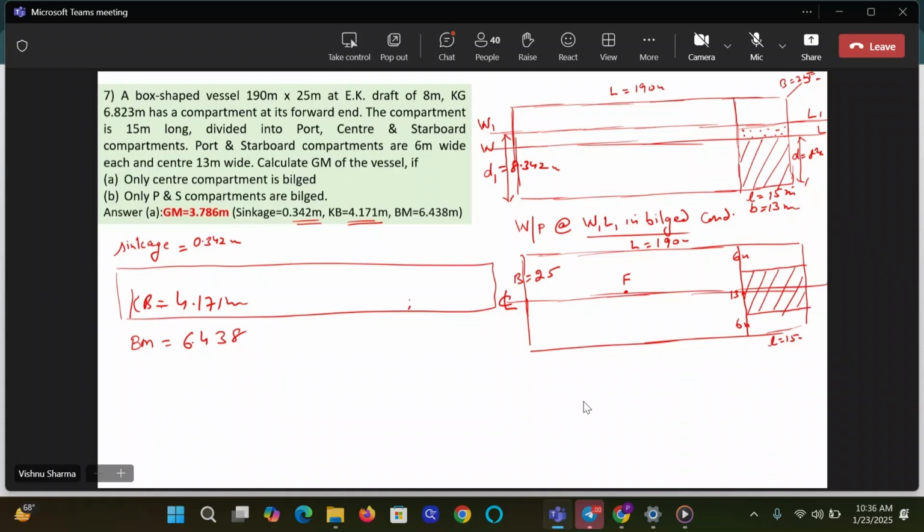Guys, don't you think bilging is straightforward, simple? I don't think it's something to bother about, right? If you just follow the steps religiously, you'll have no issues. And if you have understood moment of inertia and other things, then you will be able to apply them here. That's not going to cause any discomfort.